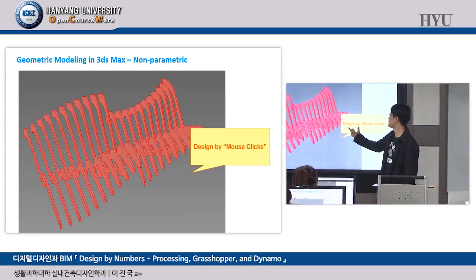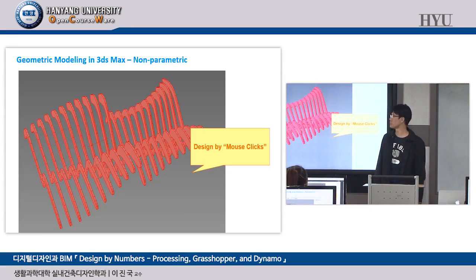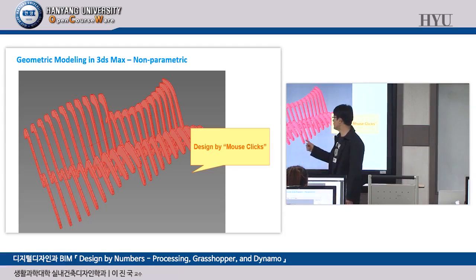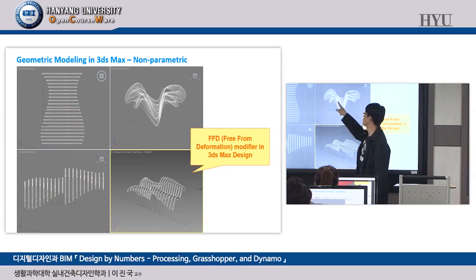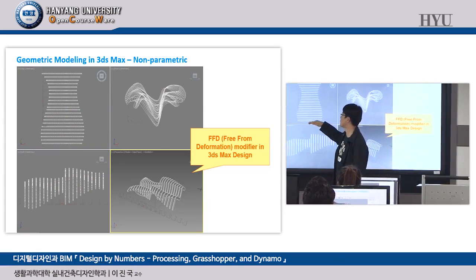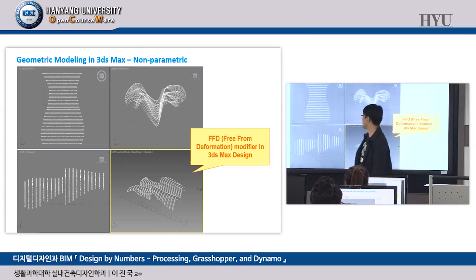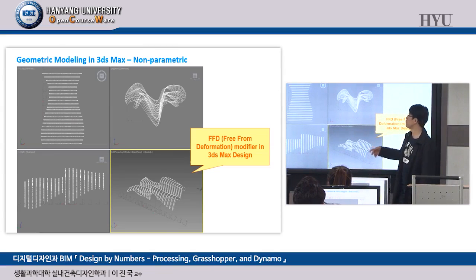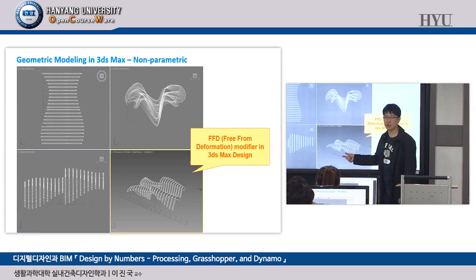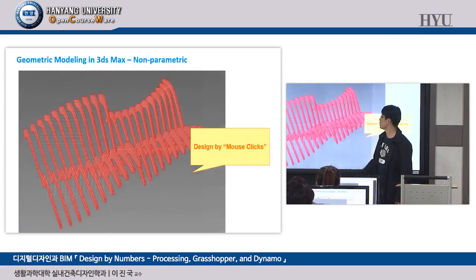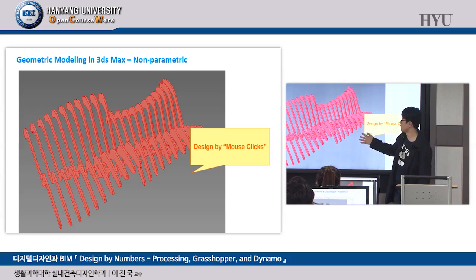But still, this one is something designed by mouse clicks, okay? So even if you know how to make this one, take a look. This is the front view. Firstly, draw your own section profile. Secondly, you need to make an array copy. And then shell. Before applying the shell modifier, you need to use FFD in order to change geometric shapes, okay? Like this.